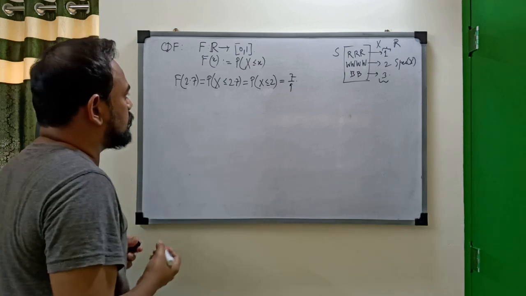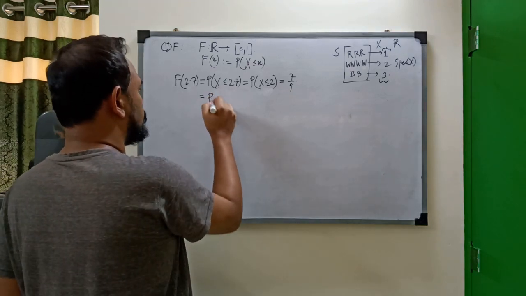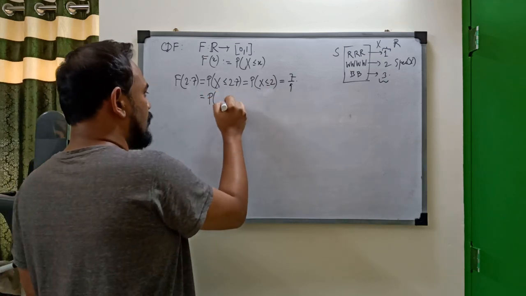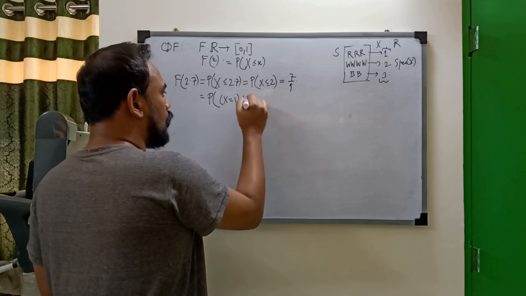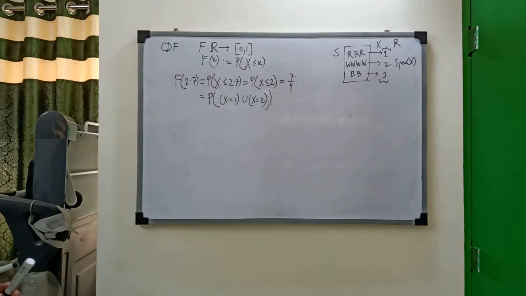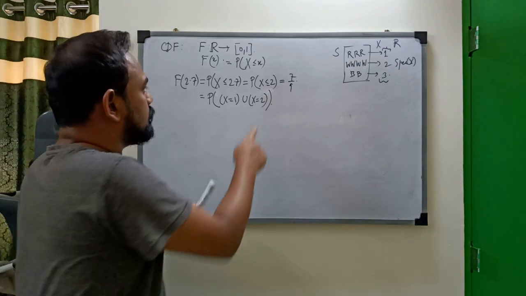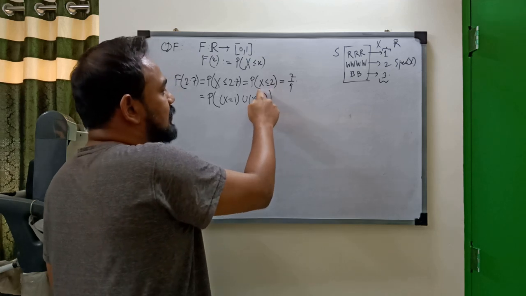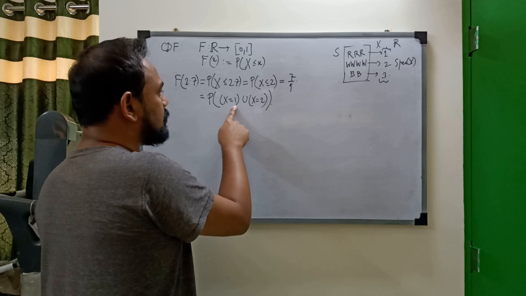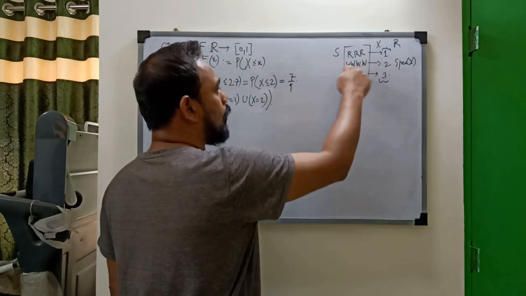Well, this actually gives another insight, that probability X less than or equal to 2 really means there are 2 events here. Either X can be equal to 1 or X can be equal to 2. Because X less than or equal to 2 means X can take the value 1 or X can take the value 2. When X takes the value 1, it means all the red balls. And when X takes the value 2, it means all the white balls.